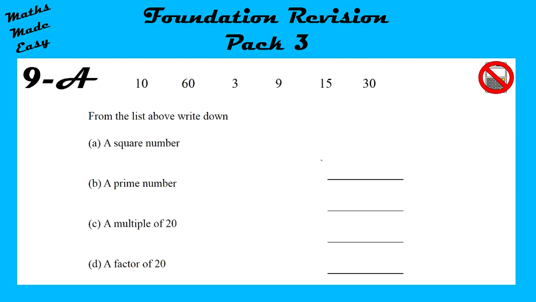9a. So the square number in this list is the number 9. The prime number in this list is the number 3. The multiple of 20 is 60, and the factor of 20 is 10.